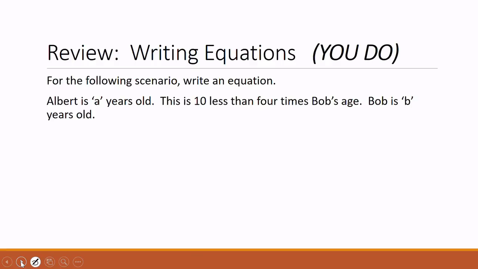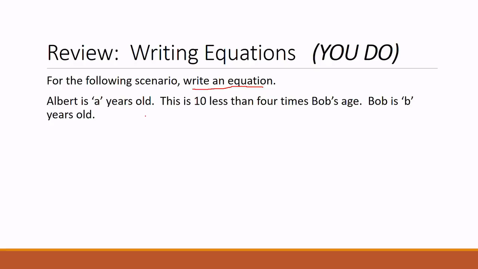All right, so let's start with a review of writing equations. So we've got a little bit of a scenario here. Albert is A years old, and this is 10 years less than 4 times what Bob's age is. Now, Bob is B years old. The question is, can you write an equation to represent this scenario? I'd like you to pause the video for about 30 seconds and see if you can go about writing an equation.